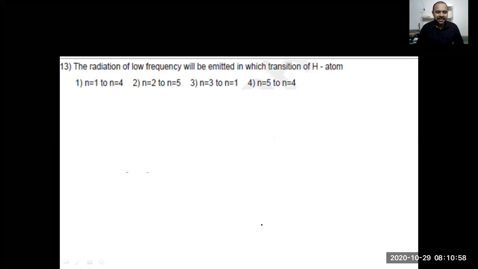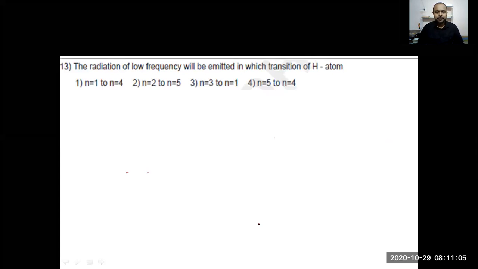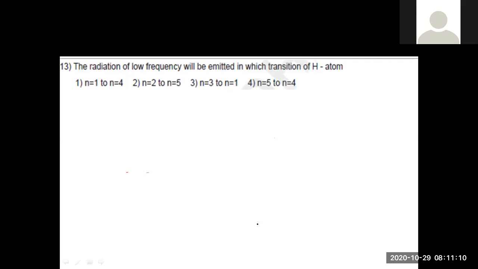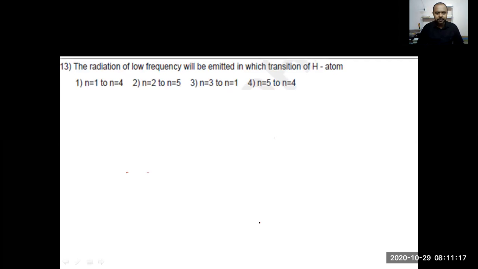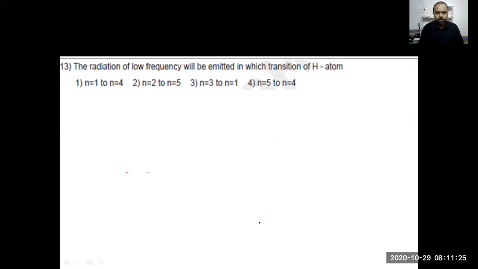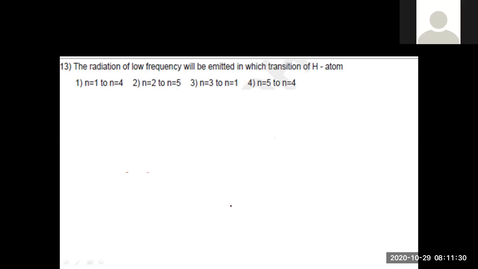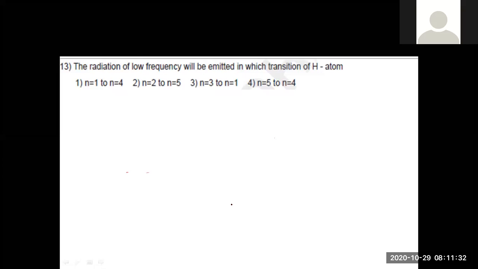13. The radiation of low frequency will be emitted in which transition of hydrogen atom? So second option, n equals 2 to n equals 5. Okay. Low frequency. Low frequency will be possible between 2 and 5. Low frequency corresponds to low energy. Vrinda says option 3. Sir, option 2.